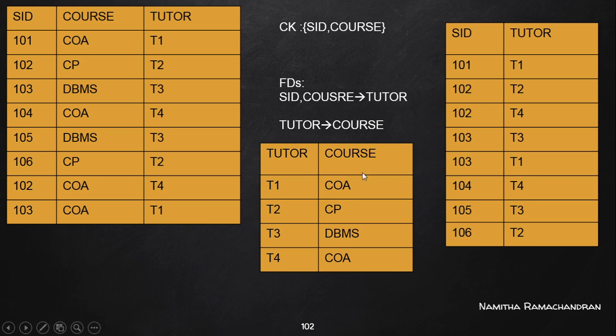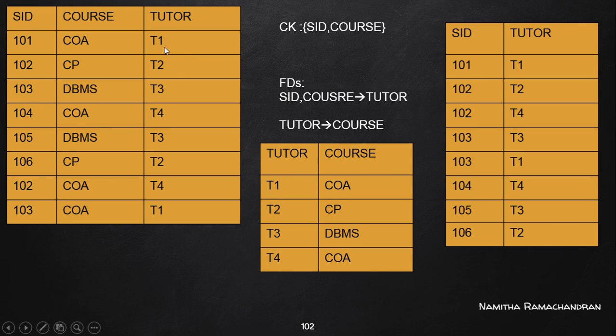But the problem is, using the course value, we can't uniquely identify each of these rows here. Because the dependency is like this. If you are given the tutor information, you can uniquely identify different course values. But if you are given the course information, we can't uniquely identify the corresponding tutor information.